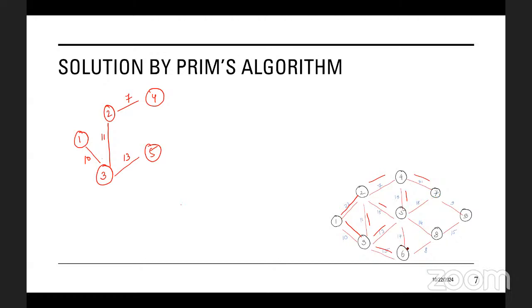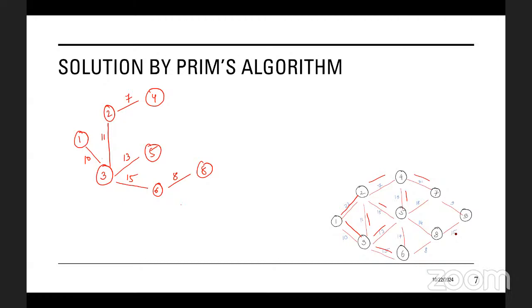So I think the least is 3 to 6, which is 15. Now from 6 I can join 6 to 8, which is the least as of now. 6 to 8, which has a weight of 8.